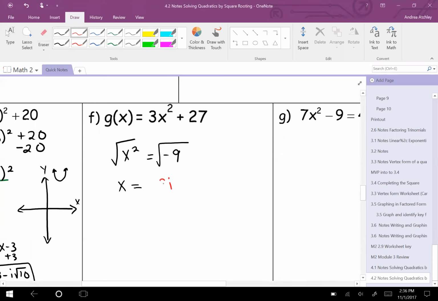And very good, my -3i. We need both. Remember, 2 answers. Most of the time when we're solving a quadratic, we'll get 2 answers, 2 x-intercepts. Any questions?